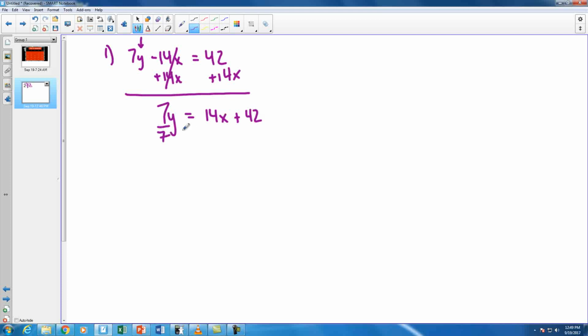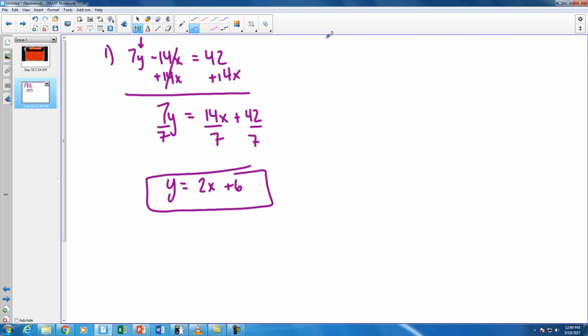And then when I divide by 7, it's important that I divide each piece by 7. Technically it is right to write 14x plus 42 all divided by 7, but because these actually do divide by 7, it's preferential that I actually do the division. 14 divided by 7 is 2x, and that's plus 6. And there's the answer to question number 1.